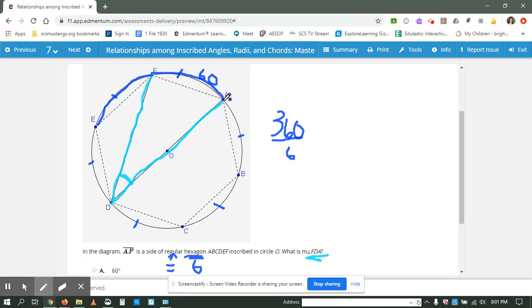So then all you need to think about is, what type of angle is this? That's an inscribed angle. And then how is that inscribed angle related to that arc? And then that will have you get that answer right there.